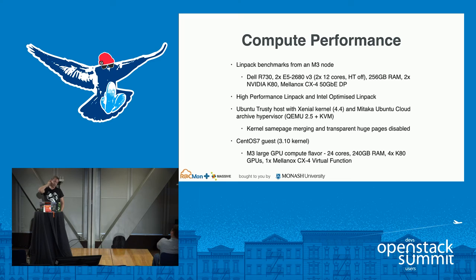Our host environment here is using Trusty, because we're running OpenStack Liberty components, but we use a Xenial kernel and grab QEMU from the Mitaka Cloud Archive. The reason we've gone for that version of QEMU is actually to do with PCI pass-through, because there were some issues with using K80s with anything lower than 2.3. We have kernel same page merging disabled and transparent huge pages disabled here.